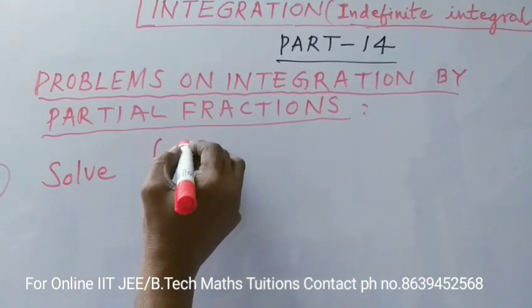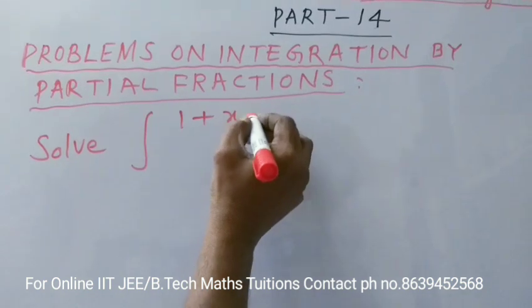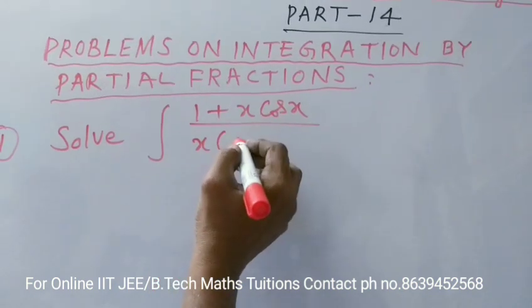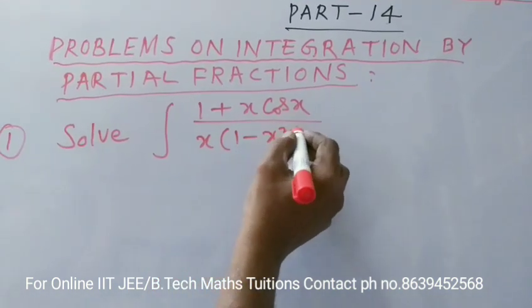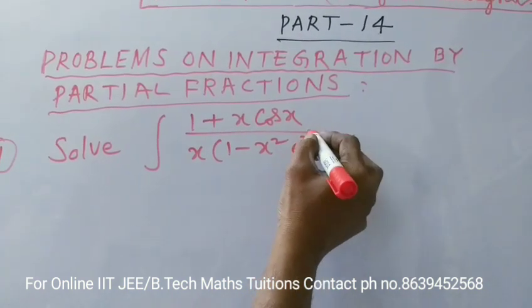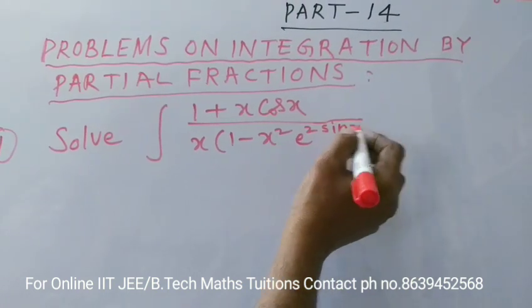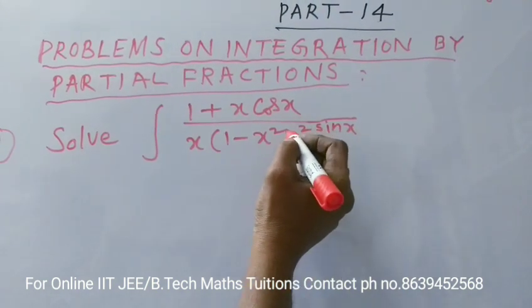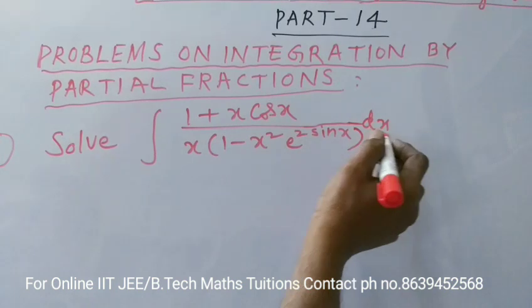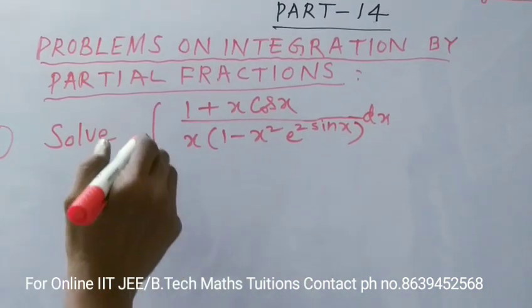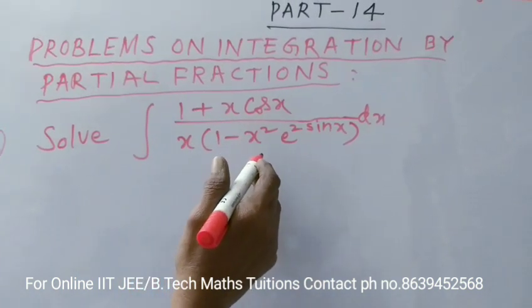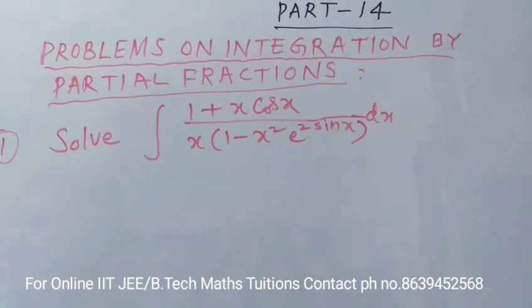Integral of (1 plus x cos x) by x(1 minus x square) e to the power of 2 sin x dx. This is the given problem. Solve integral of (1 plus x cos x) by x(1 minus x square) into e to the power of 2 sin x dx.